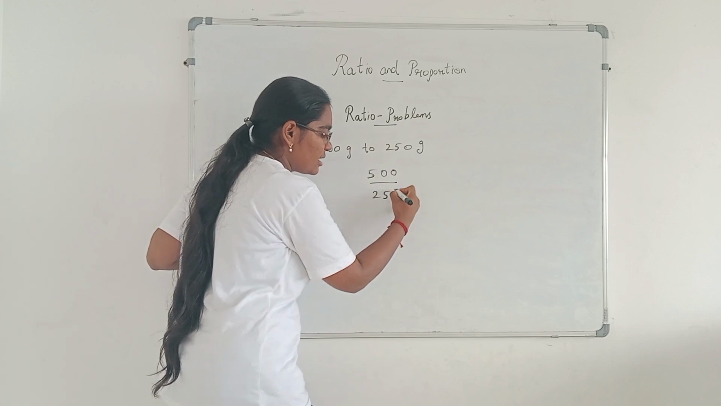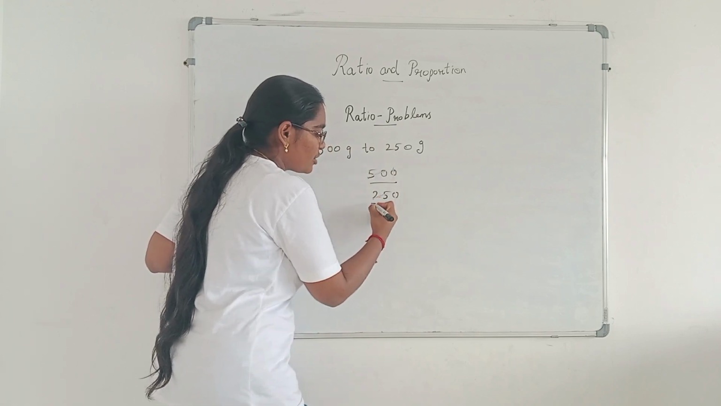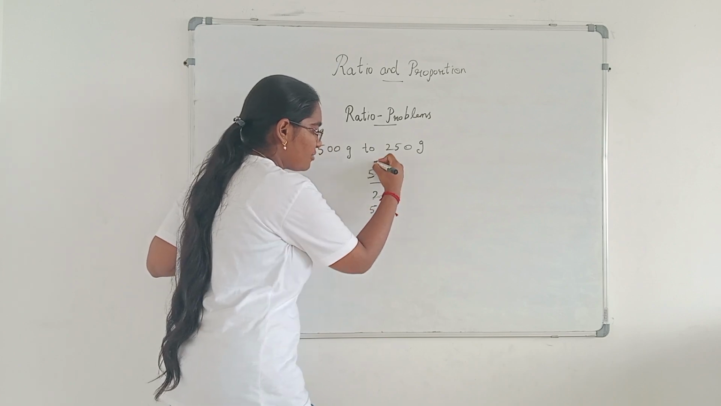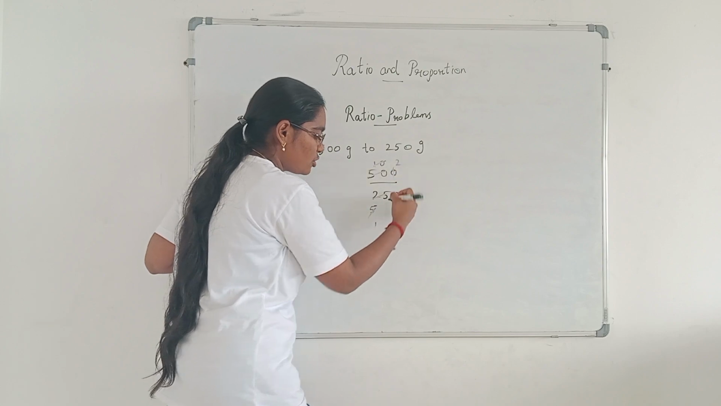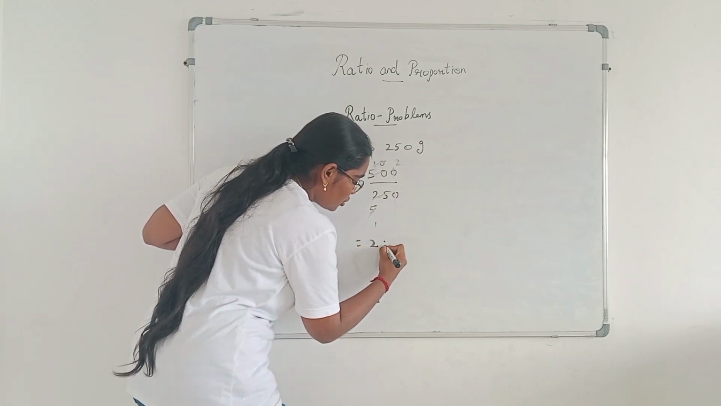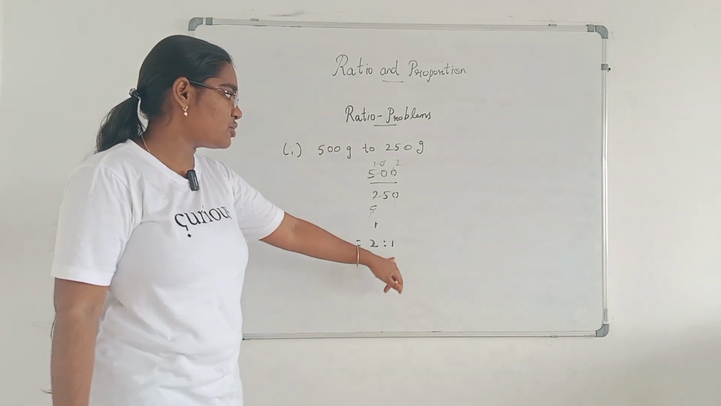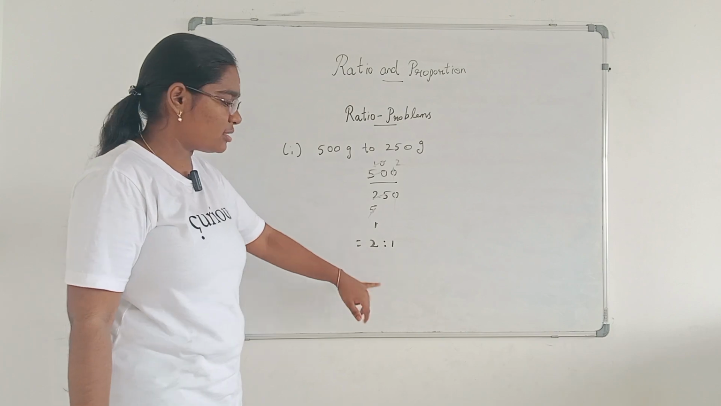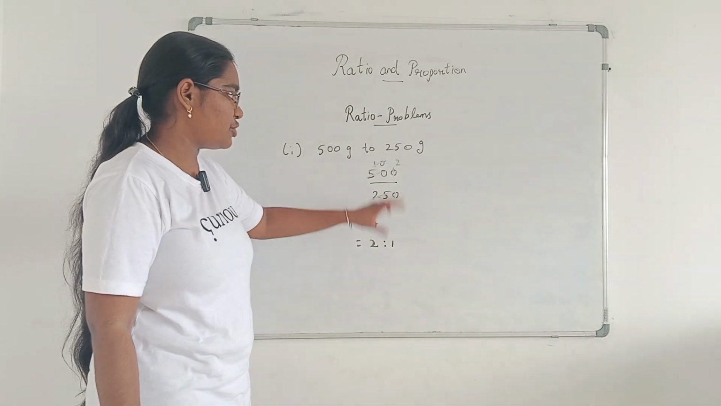Next, simplify this. This 0 will be cancelled out. 25 and 50: 25 is 5 times and 50 is 10 times. Again, if you simplify further in the 5 table, it means 2:1. So here you got 2:1. 2:1 is your final answer, your ratio.